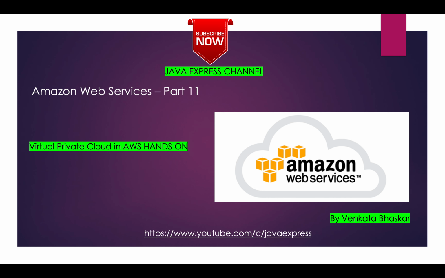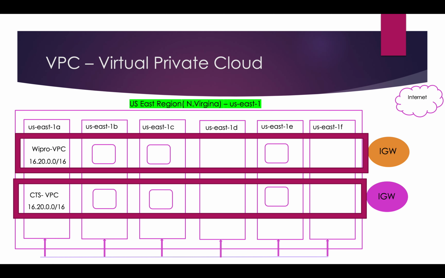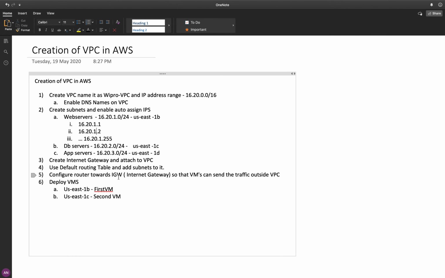Before watching this video, please watch my previous video on why a VPC is required, what its importance is, and what challenges we overcome by creating a VPC. I gave some steps in the previous section, around 6 steps. By using these steps we'll create a VPC in AWS.